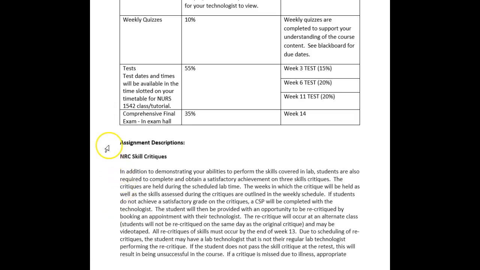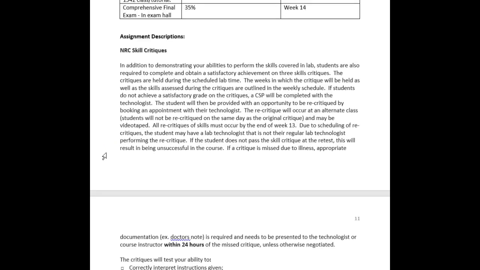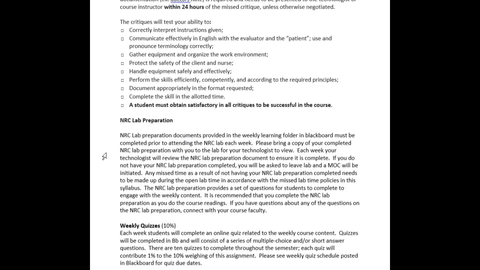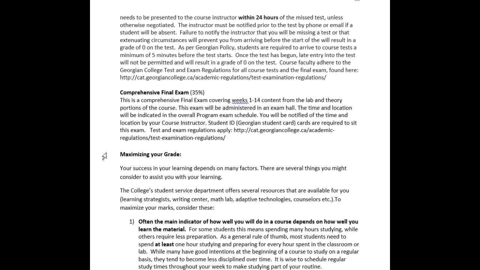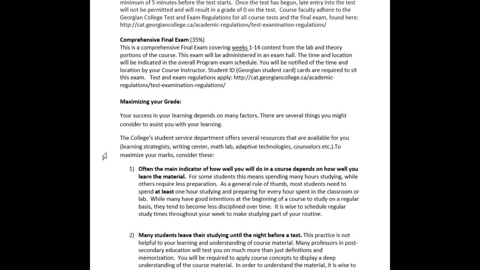So those really are the evaluation strategies in this course. If you scroll down further, you will see a description of each of these evaluation components. So please take the time again to review them so that you are very clear on what the expectations are.